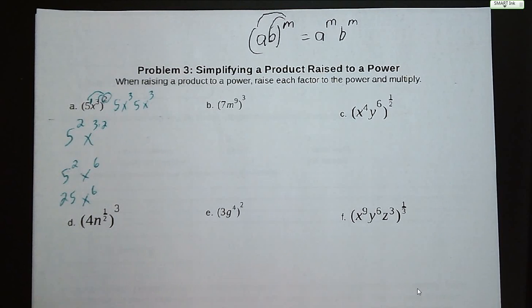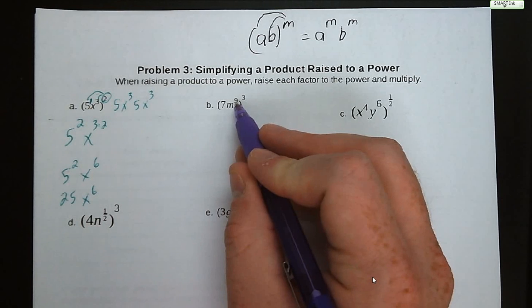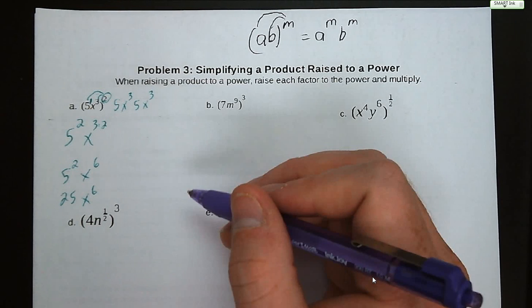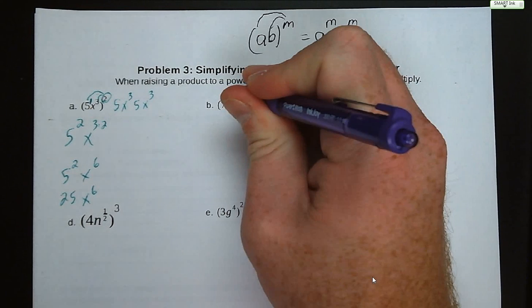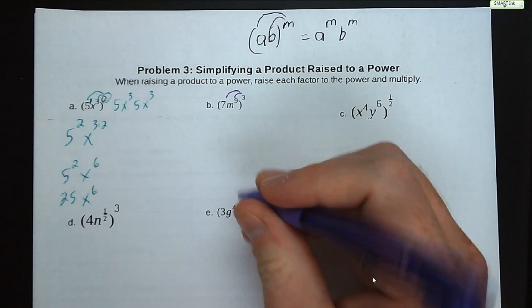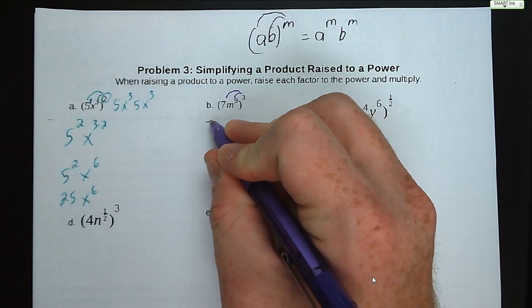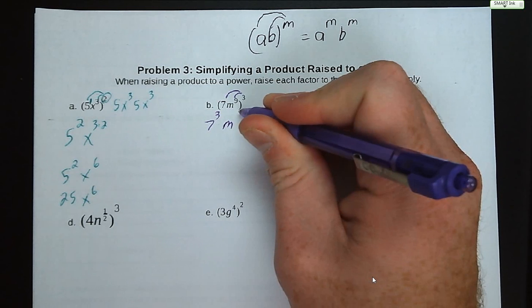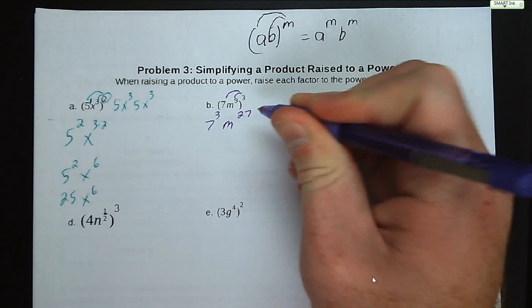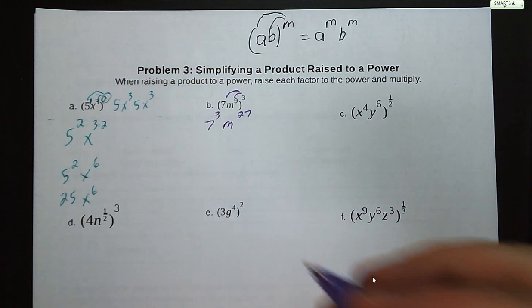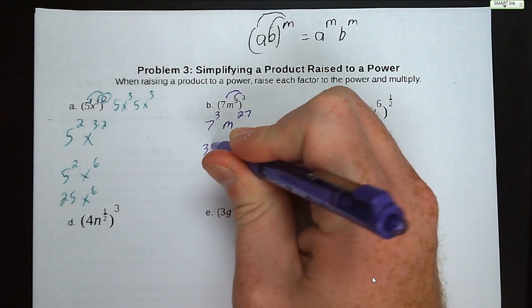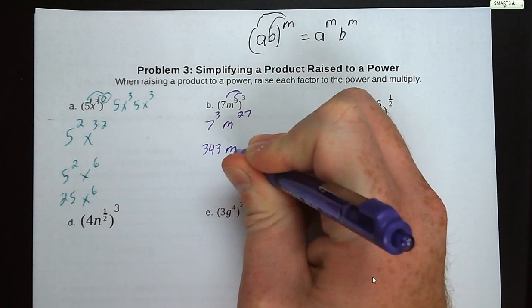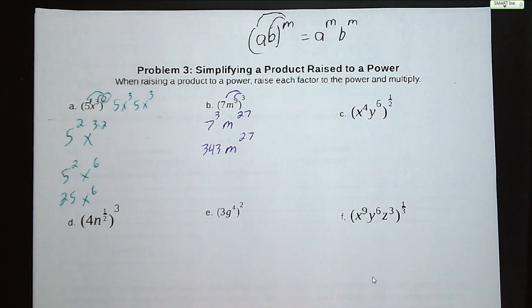Letter B, we have 7m to the 9th power being cubed. So we need to make sure we apply that exponent to both terms in the parentheses. So it's 7 to the third power, m to the 27th power. And when you do 7 to the third power on your calculator, you get 343 m to the 27th.